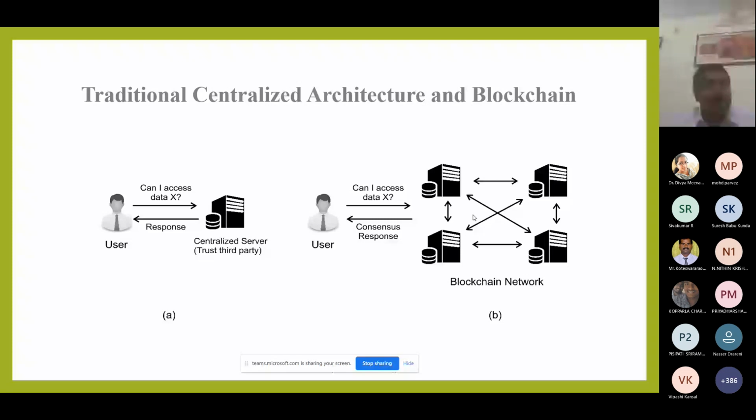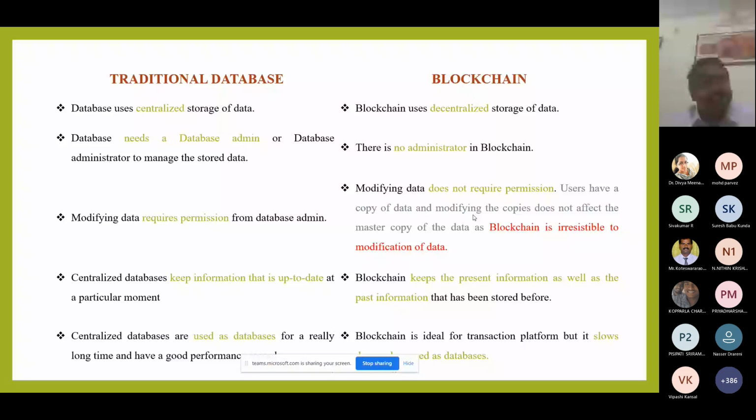So we have centralized data storage in a traditional database. Here we have decentralized storage. There is a need for a database admin. There is no need for an administrator in a blockchain. Further, modifying data requires permission from the database admin. The administrator needs to give permission if somebody wants to modify any data.